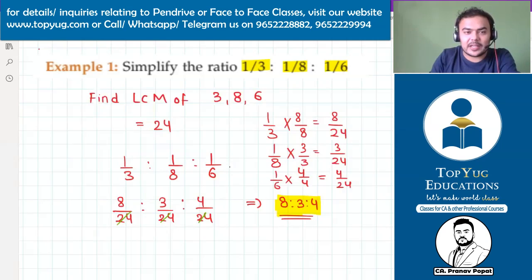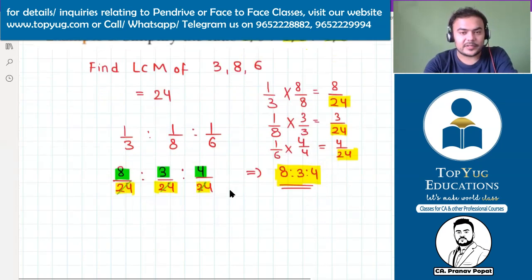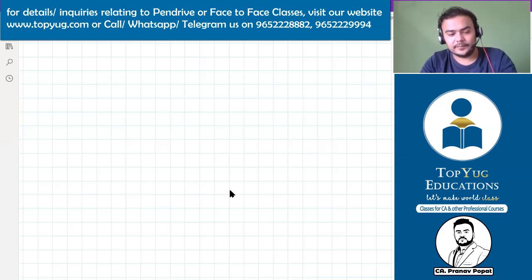Now, do they have the same denominator? 8/24, 3/24, 4/24. That's what I have written here. Now they are in the ratio. If the same denominator is there, you can just ignore the denominator and take 8:3:4 as the ratio. Have you got it now, Sahil? Yes, sir. Okay.